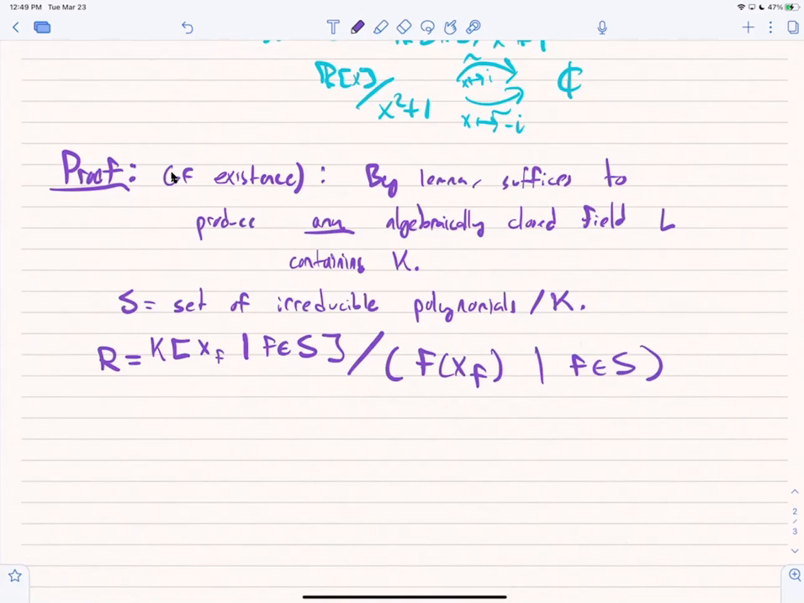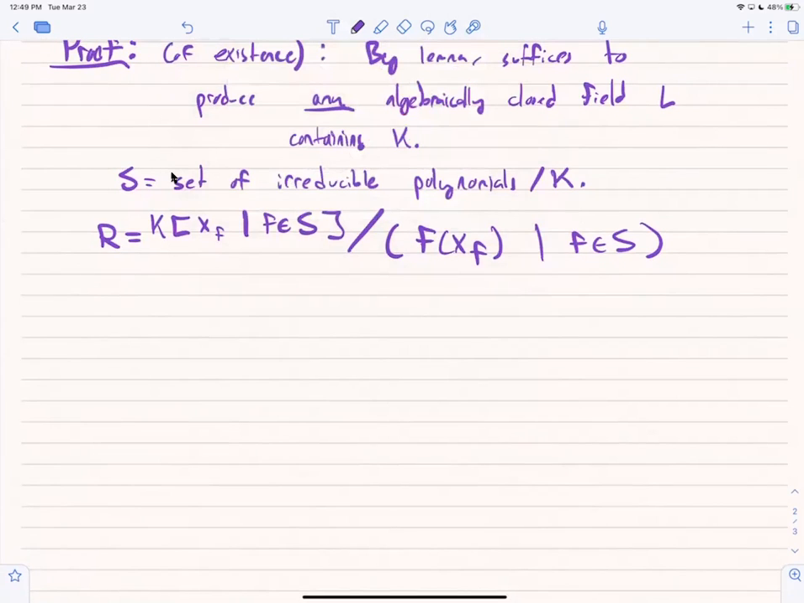This is the same thing we do to add a root of a single polynomial. If we want to add a root of a single polynomial f, we just take K[x] mod f of x. And then in that ring, x becomes a root of f, tautologically. So the only difference here is we're doing it for all of them at once.